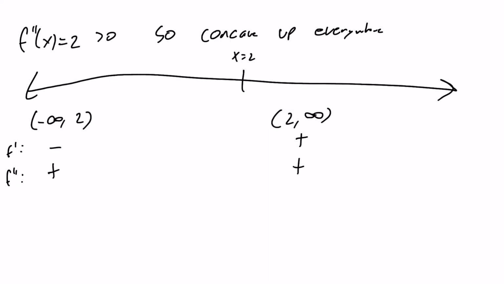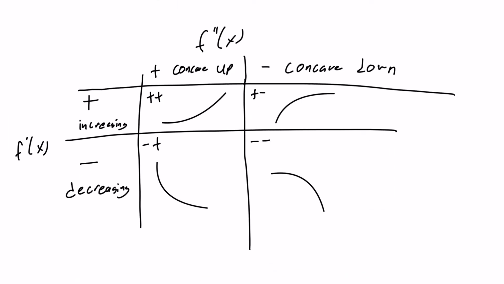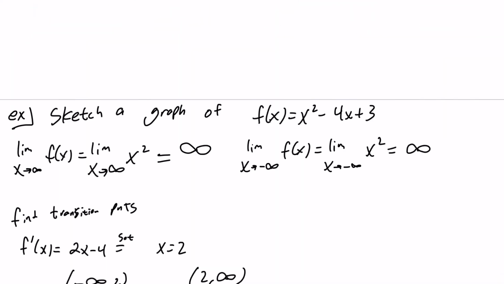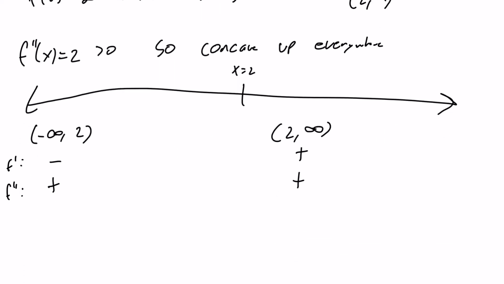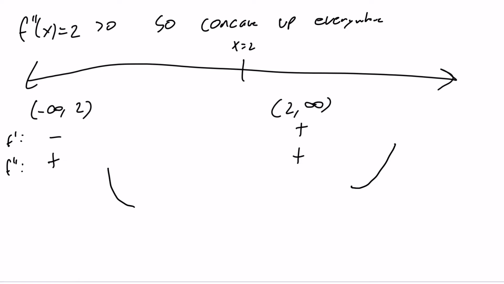And so that means that on this interval here, the general shape of the graph is decreasing and concave up. And what does that mean? That means we're looking at something like this. So the general shape of the graph is this on this interval here. And then on this interval from 2 to infinity, the general shape of the graph is this, because both are positive. We have a plus plus, which means we're increasing concave up. And we can use this information to actually plot our graph.